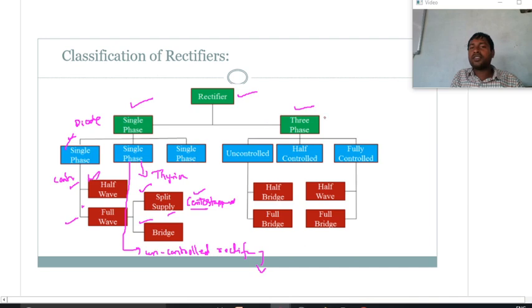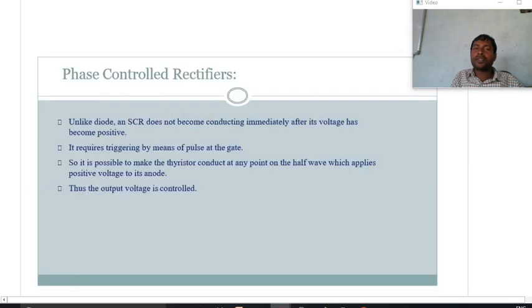And also in three phase, the classification is half controlled, fully controlled or uncontrolled. All are made with half bridge and also full bridge. So these are the major classifications, and the space is not sufficient to explain all of these here, so I will explain them individually. First of all, what are phase control rectifiers?